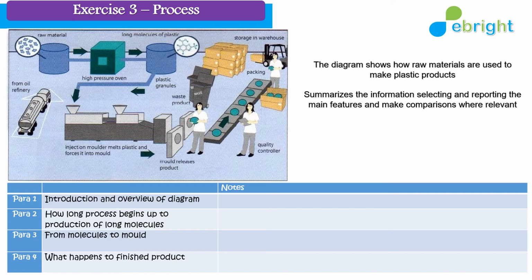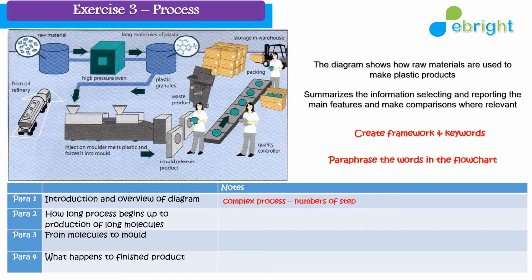Paragraph 2 will talk about how the process begins up to the production of long molecules. Paragraph 3 will talk about from molecules to mold, and paragraph 4, the last one, will be about what happens to the finished product. Let's make some notes. What keywords can we include in our writing later on? So for the first paragraph, create frameworks and keywords and paraphrase the words in the flowchart.